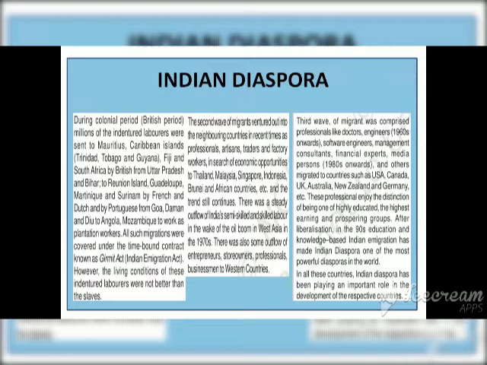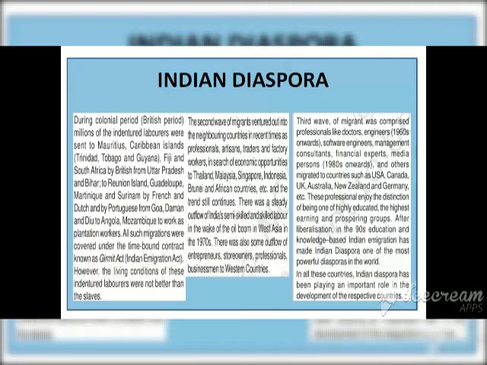After liberalization in the 1990s, education and knowledge-based Indian emigration took place, which is very powerful among all the diasporas in the world. So it is very important. You can see how migration influences a particular place, whether people move from here to another place, that is emigration, or from another place to India. It does affect the population of a country.